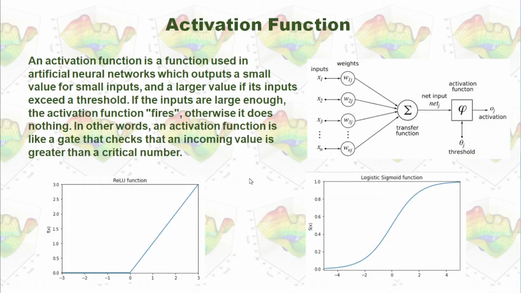There is one important concept called activation function. First, we have input, and we need to process all the data with our model and produce output. In this process, we will put a weight on each input and then feed into this transfer function, which produces one net input for this activation function.